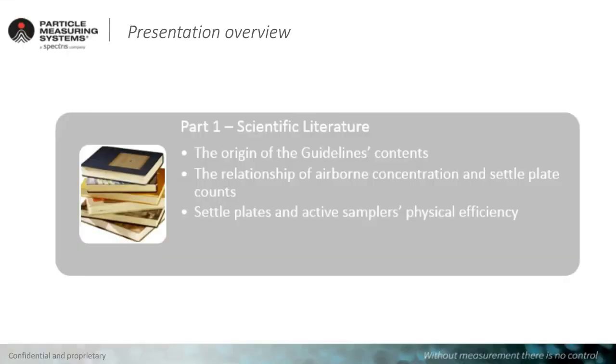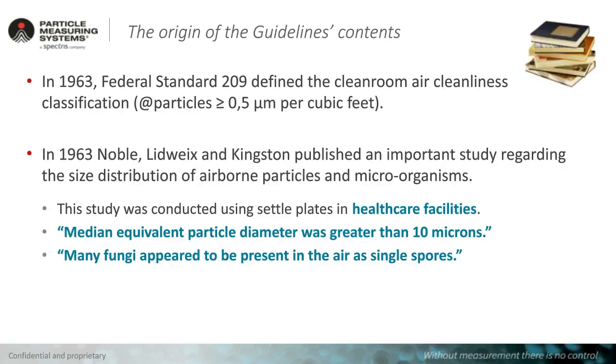So, as I promised, we will now go into the literature of today's talk and where all this comes from. Originally, and this is really surprising, in 1963 the first Federal Standard 209 defined the clean room air cleanliness classification. That standard talked about particles around 0.5 micron and how they are expected in terms of cubic feet contamination.